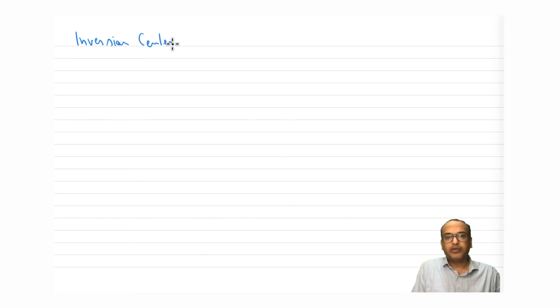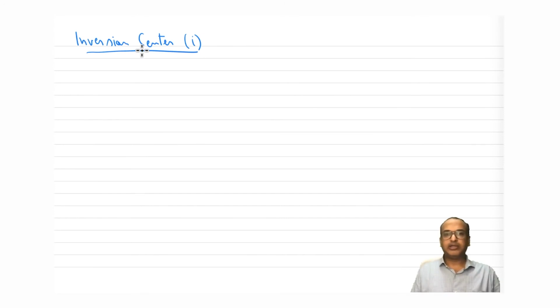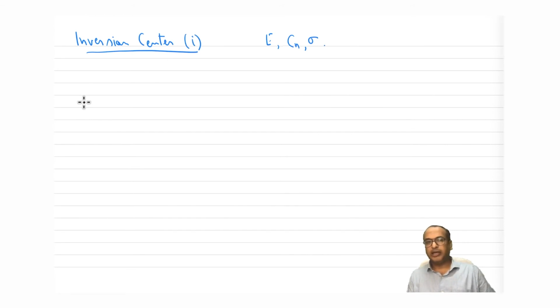So this is the fourth symmetry element. We were discussing symmetry elements and operations, right? This is the fourth in the series. We have already covered E, C n, sigma, and now we are covering i. The inversion center symbol is i. So what is this symmetry element?